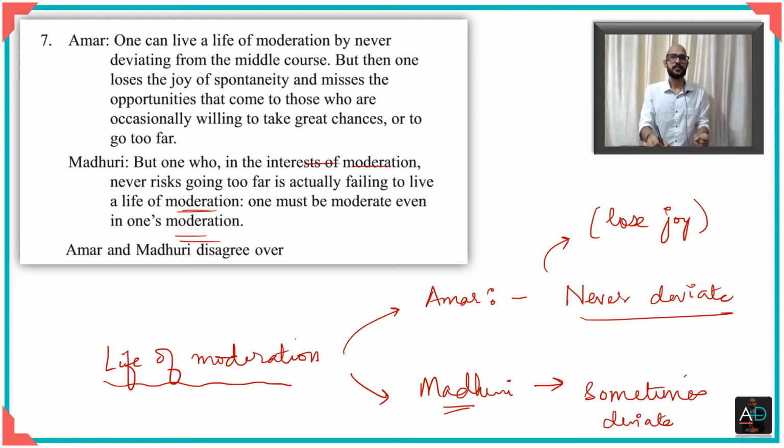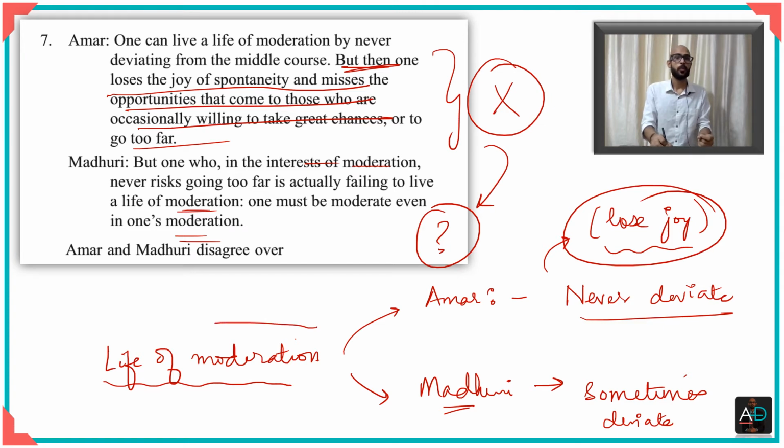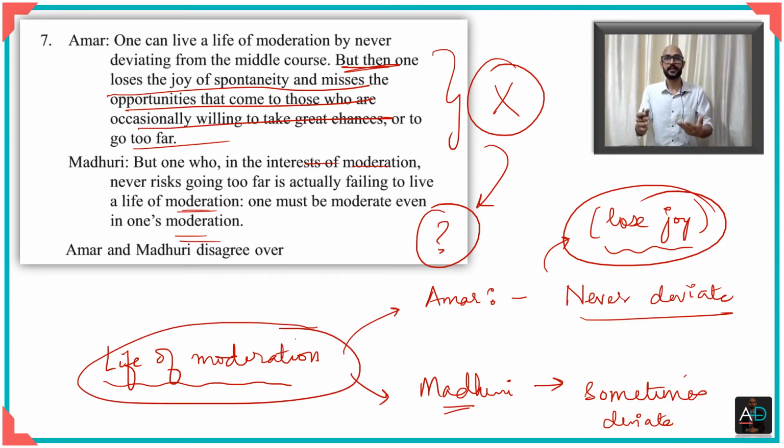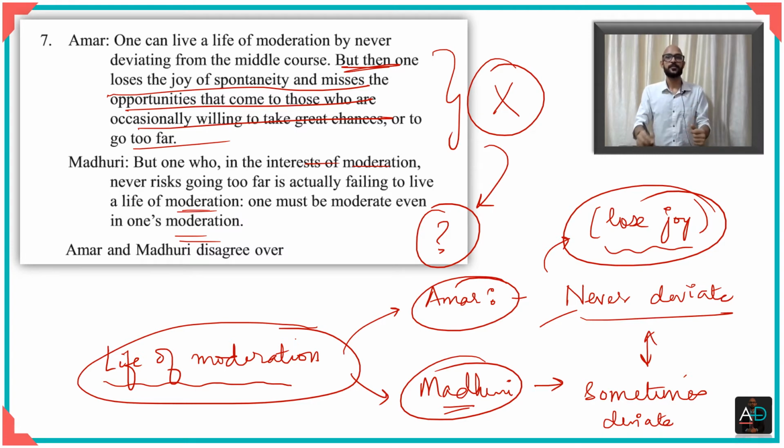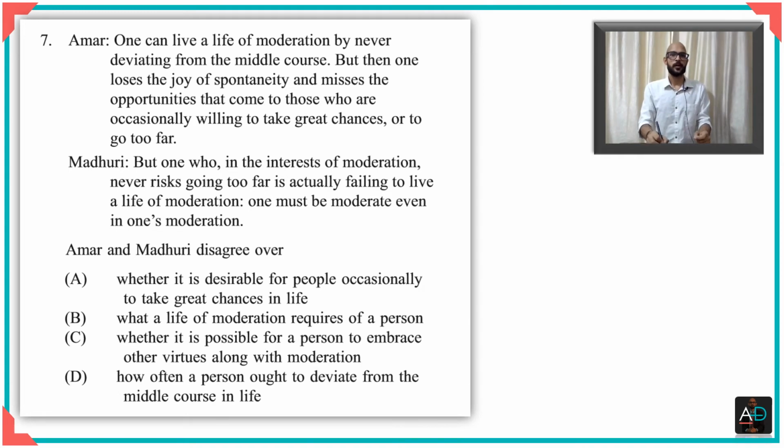As far as the point that one loses the joy of spontaneity and misses opportunities is concerned, there is no disagreement here because she has not spoken about it. This is something only Amar has spoken about. She has only spoken about what a life of moderation is like, what it takes to lead a life of moderation. On this point both Amar and Madhuri have spoken, and therefore you can find a disagreement here. Now let's have a look at the options. We just saw that the very clear answer is exactly what we arrived at, which is option B. Now let's have a look at the other options to see why they are not right.